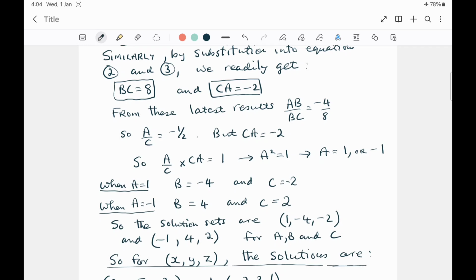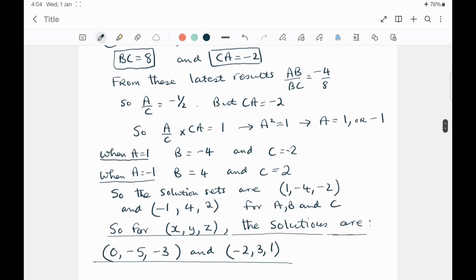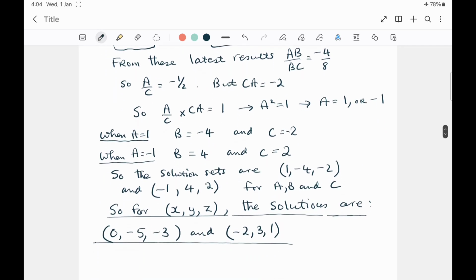For x, y, and z, you have to take 1 off each of those, because of our original substitution. So the final solution sets for x, y, and z are 0, -5, -3, and -2, 3, and 1. And that winds things up very nicely. Thank you for listening.